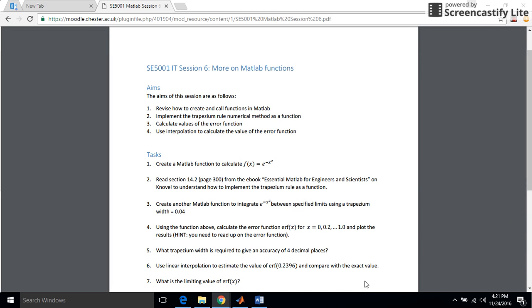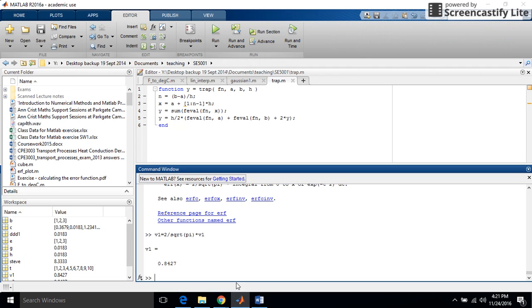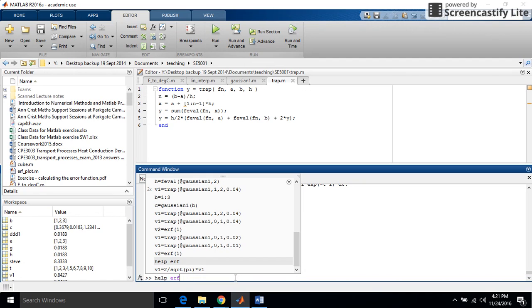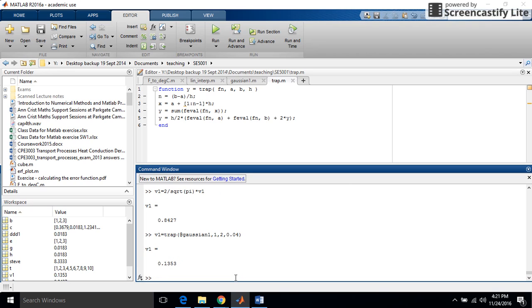Okay, so moving on with session 6, we're now in a position to calculate the error function using the numerical integration function trap that we've created in the previous screencast. Okay, so if we go to MATLAB, if you remember, we can call our function trap to integrate our e to the minus x squared between certain limits.